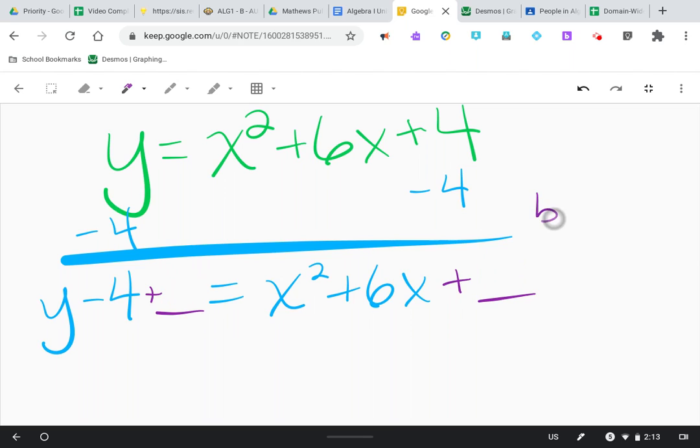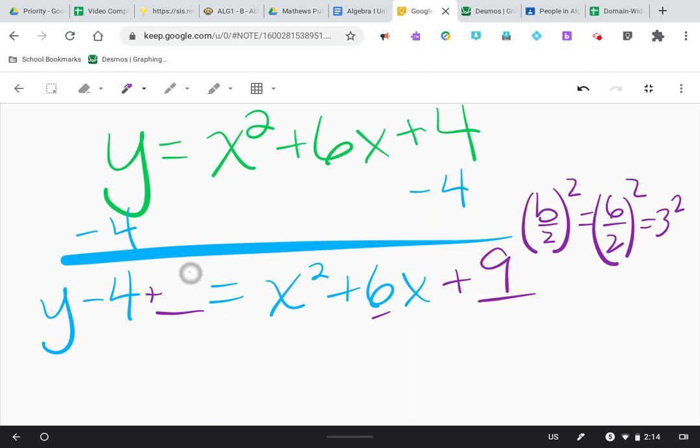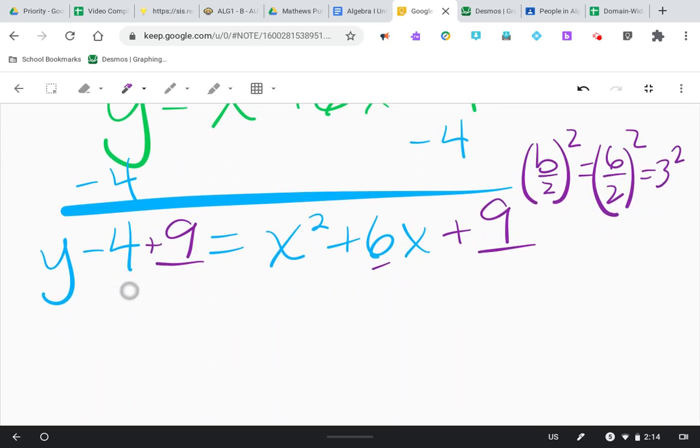Again, we're going to follow the b divided by 2 squared process. Our b is 6, so 6 divided by 2 squared is 3 squared. So that's 9, goes here and here. y minus 4 plus 9, so we're going to simplify that side of the equation. y plus 5 equals, and then we're going to go ahead and factor.